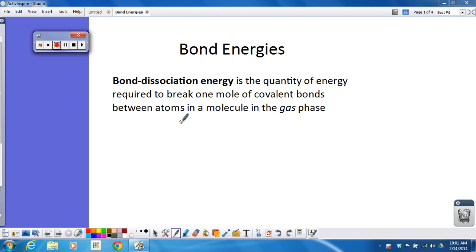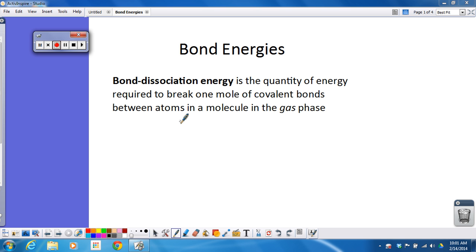So the last way to calculate the delta H for a reaction is by using bond energies. Bond dissociation energy is the quantity of energy required to break 1 mole of covalent bonds. Bond breaking is always endothermic. Bond formation is always exothermic.